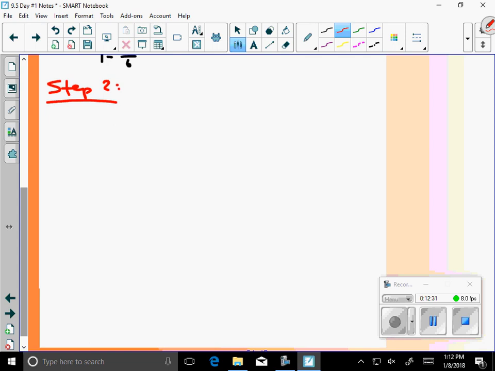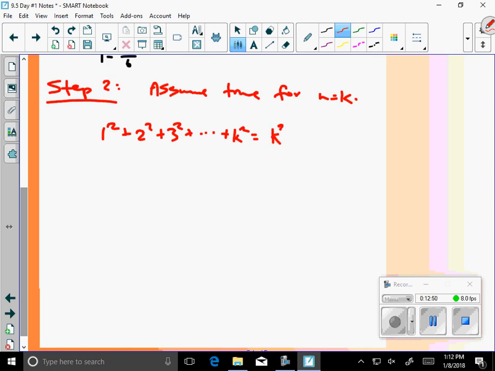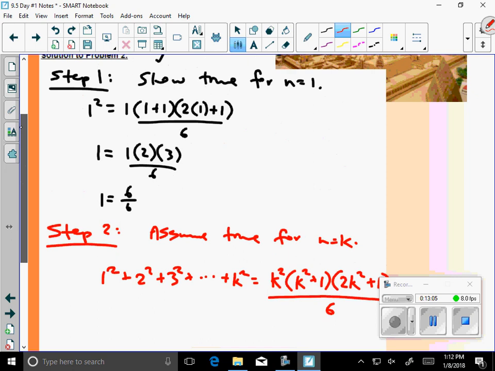Yeah, okay. Step 2 is assume true for n equals k. All right, so we plug it in. We got 1 squared plus 2 squared plus 3 squared plus all the way up to k squared, and we set that equal to, we plug a k in everywhere that you see an n. So that's k times k plus 1, and then 2 times k plus 1 over 6. Does that look like the other one except k's instead of n's?